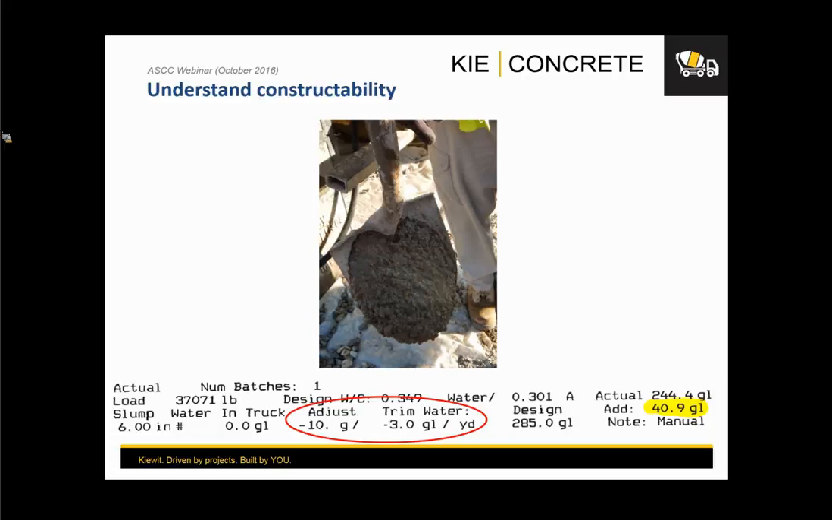In this case, we had a case where the concrete producer was trimming, if you see here, basically 4 gallons per cubic yard. Now, 4 gallons per cubic yard may not sound like a lot to many people, but that's a lot of water being trimmed by any concrete producer in a high performance mix. So what you see there in the photo is evidence of the issue that we were having.